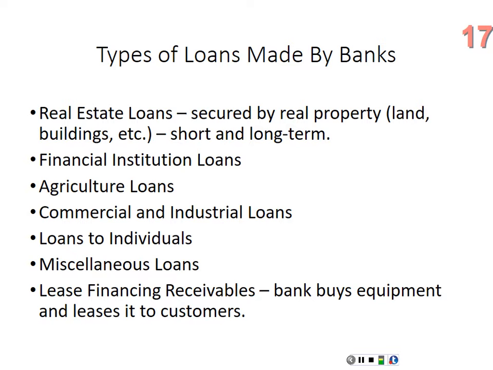You've got commercial and industrial loans. These are loans to businesses. You've got loans to individuals, which we talked about. That's chapter 18. You've got a catch-all category of miscellaneous loans. And then you've got something that banks do occasionally called lease financing receivables. It's kind of an odd situation, but it can be a pretty good moneymaker for a bank. A bank buys certain types of equipment and then leases that equipment to a customer. The customer then pays the bank the lease payments each month.